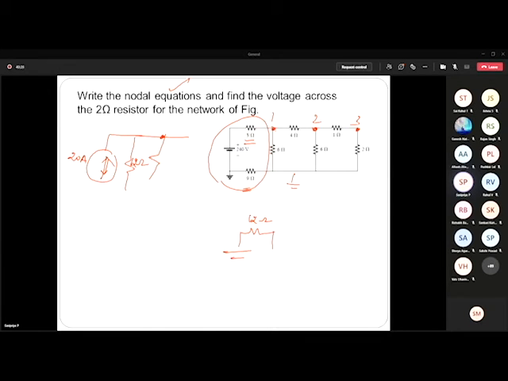This is my node 1, and this is the remaining part of the circuit. This is the 6 ohm resistor, and the remaining part of the circuit. So I have 3 nodes as usual, normal nodal analysis. I have 3 nodes, I can just solve it.